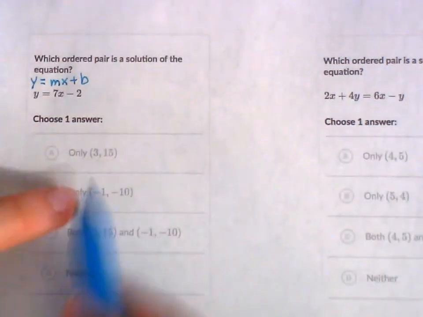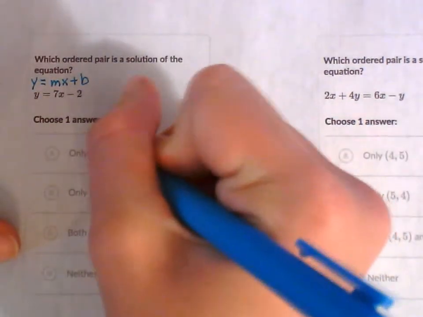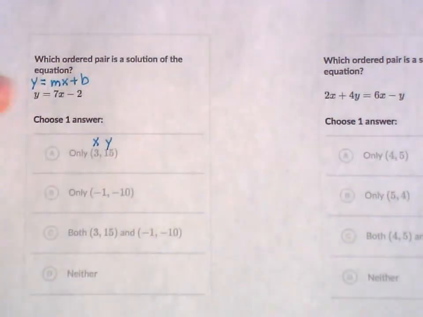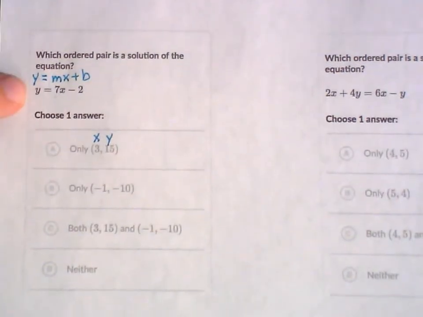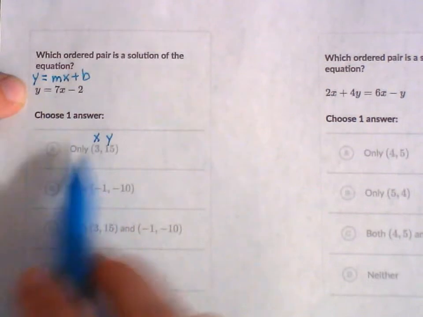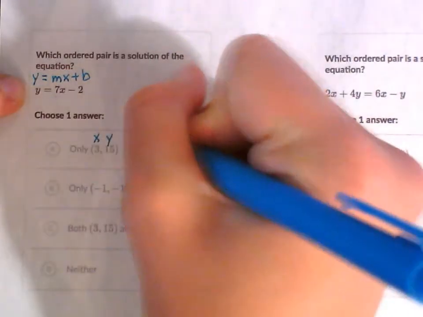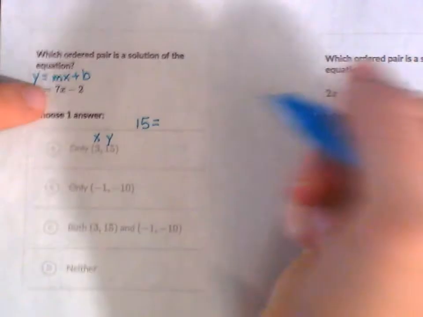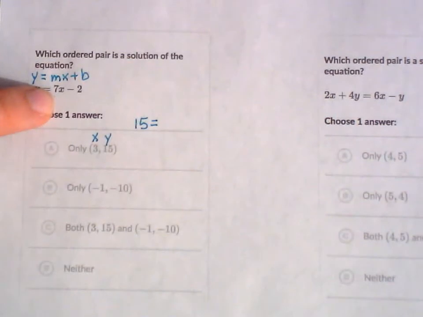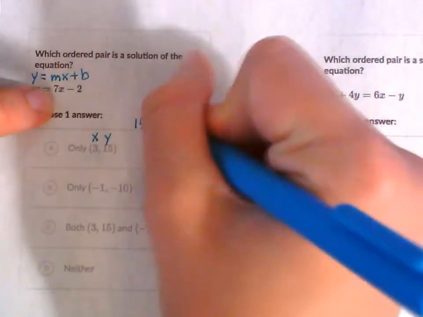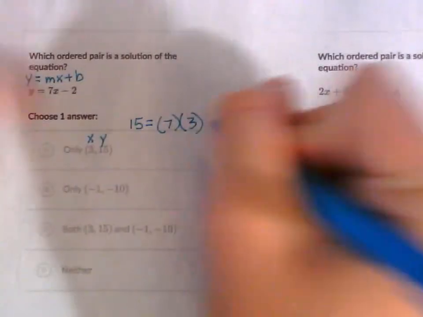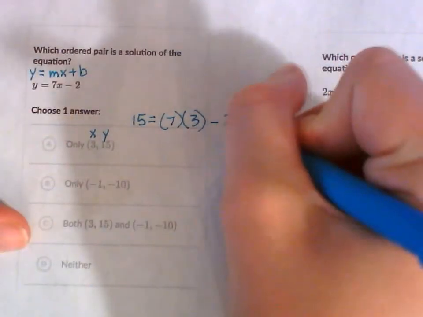All right, so first let's try (3, 15). 3 was our x, 15 was our y. So in this equation, we rewrite it. So y, which is 15, so let's plug it in. 15 equals 7 times x, well, what's x? It's 3. And then -2. So let's see if this is true.